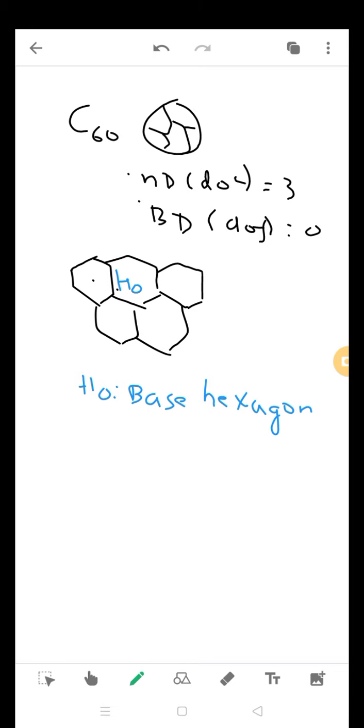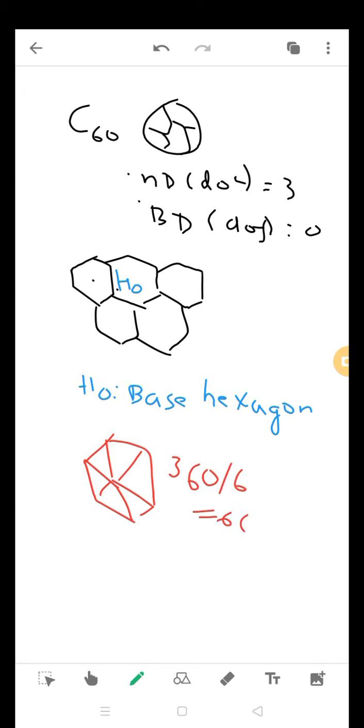Now the hexagon, we divide it into 6 parts. So 360 divided by 6 is equal to 60 degrees. And then if you take the length of each side as A, it can be divided into 6 equilateral triangles, and the length of each side is A.